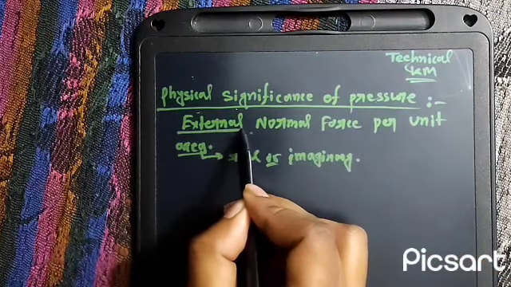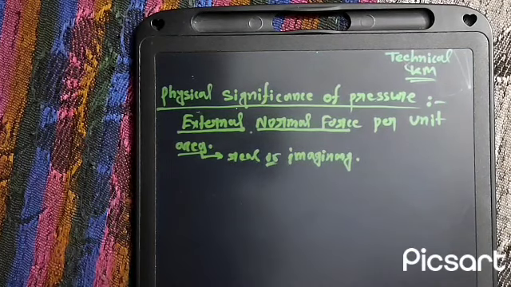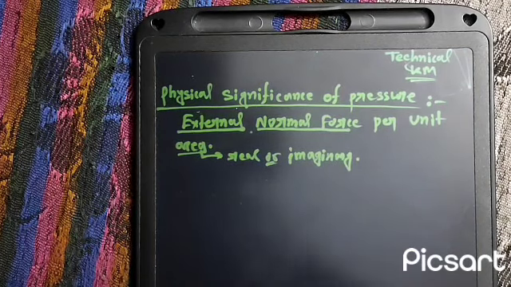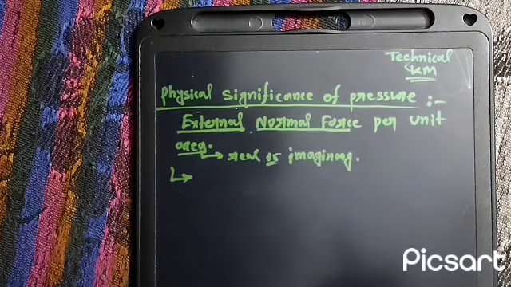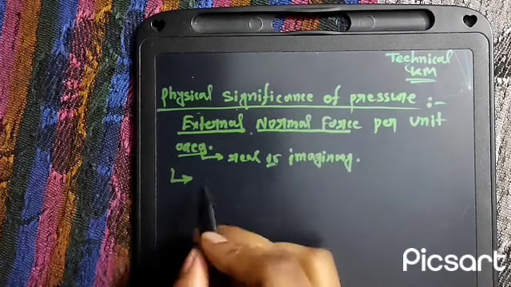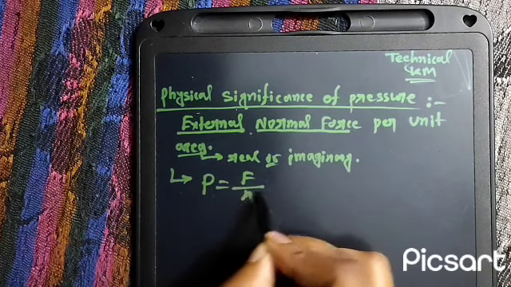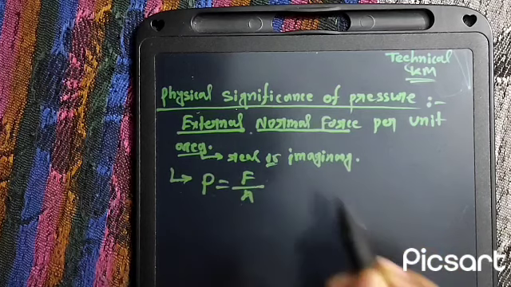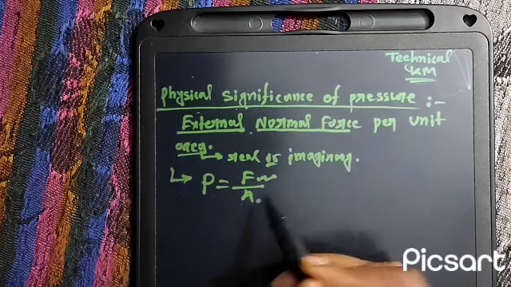These two words are very important: external and normal force. Whenever we define pressure, these two words, external and normal force, should remain in our mind. Then the mathematical formula; why external, why normal force, we will see. At every point, pressure P equals external force per area. This force is an external normal force, and the area is real or imaginary.